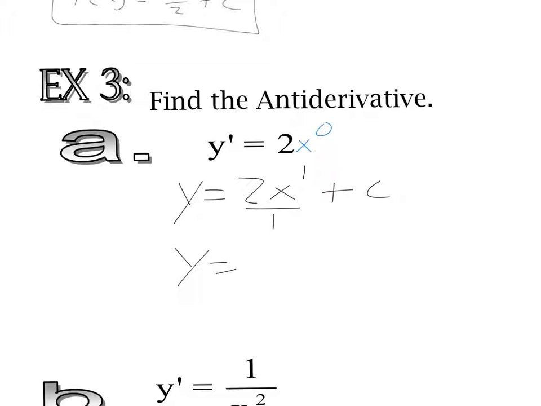So what is this really? This is just simply y equals 2x plus c. And that makes sense because when we took the derivative of a linear equation, we had just a constant because a linear equation has a constant slope. So, seems to work out.